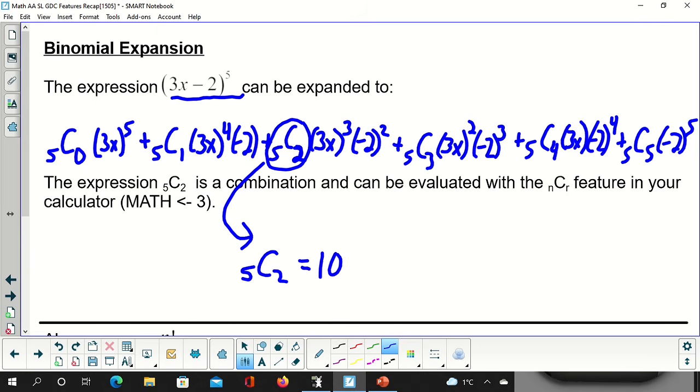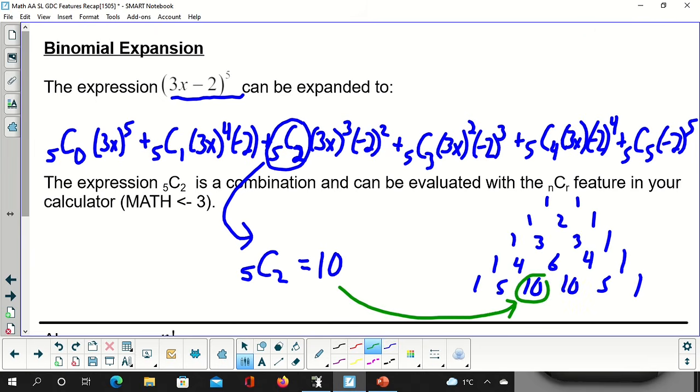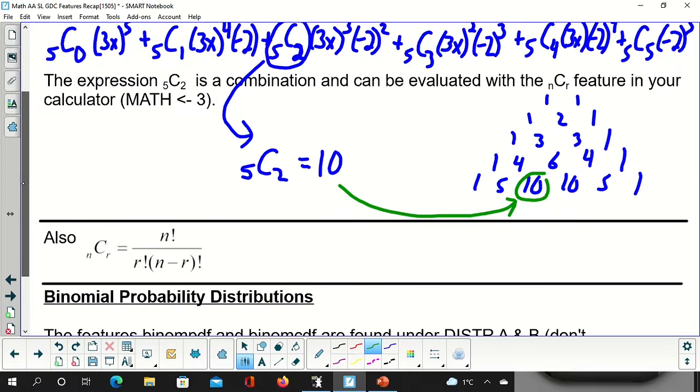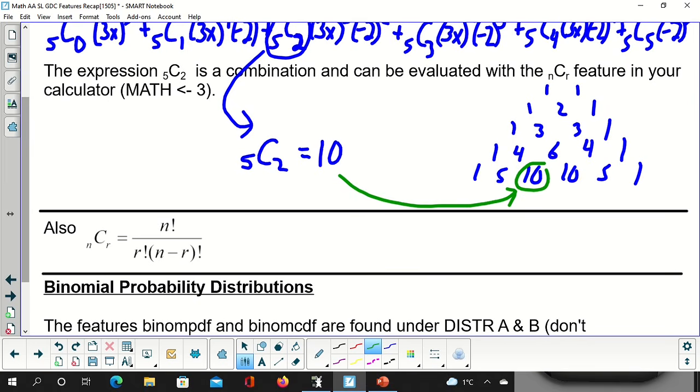We could also have found it by Pascal's triangle, or we could find it using the formula for nCr, which is n factorial all over r factorial times n minus r factorial. So for 5C2, we would say it's 5 factorial all over r factorial, so that r would be 2, so 2 factorial, and then n minus r, so 5 minus 2 factorial.